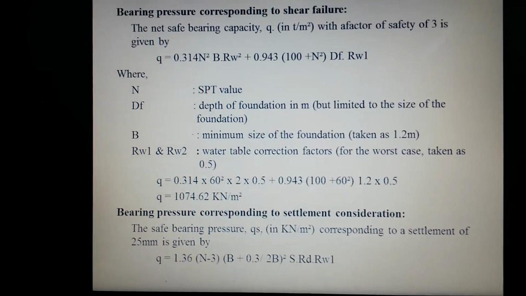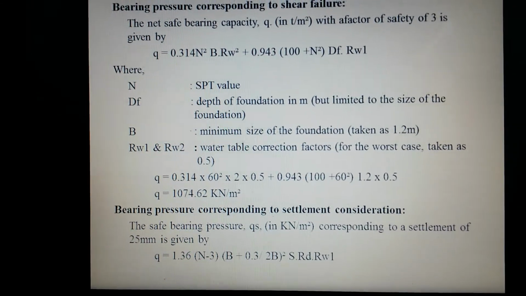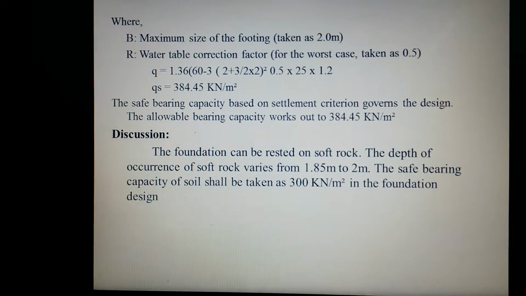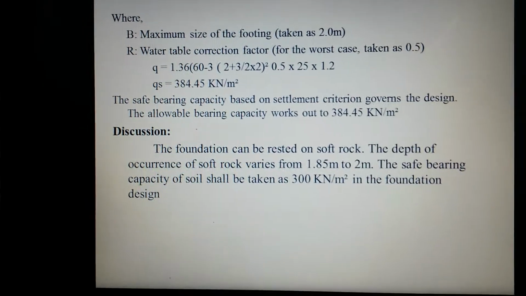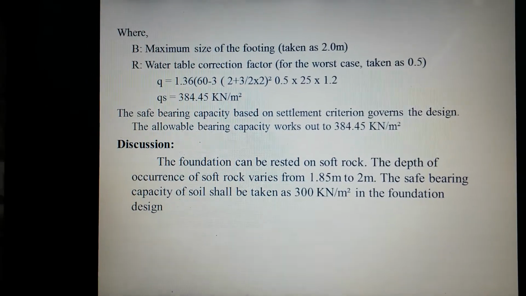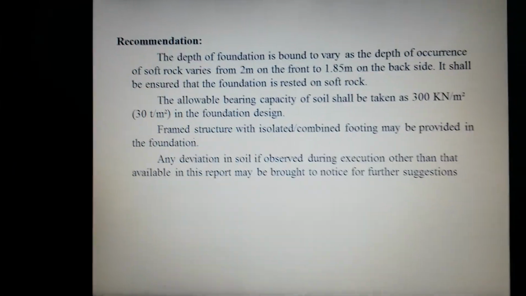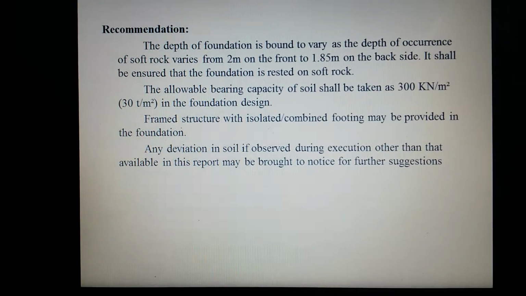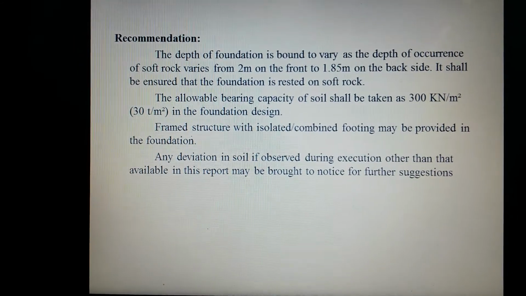For design purposes, the bearing pressure corresponding to the settlement is taken, and the value we calculated is 384.45 kN per meter square. So the bearing capacity of the soil is taken as 300 kN per meter square for the foundation design. For this bearing capacity, the framed structure with isolated or combined footing can be provided.